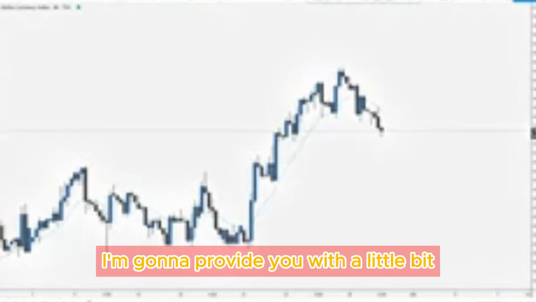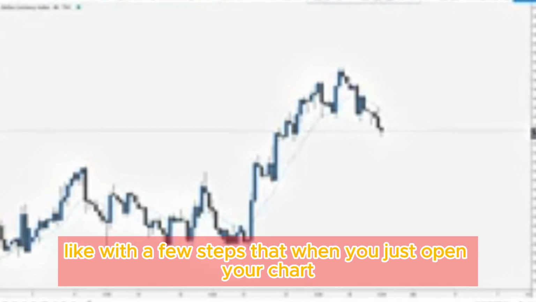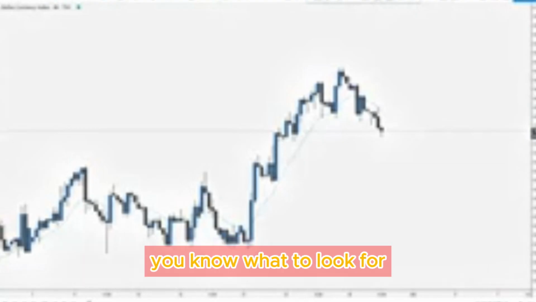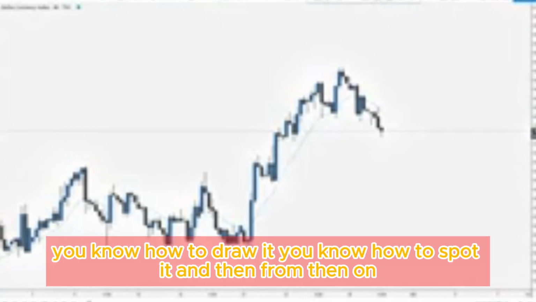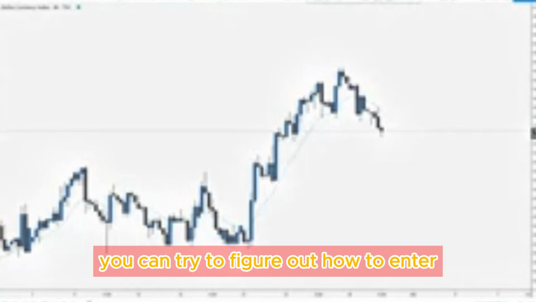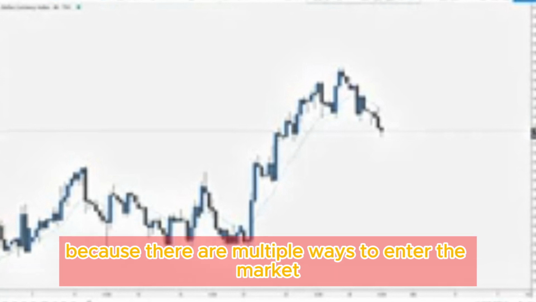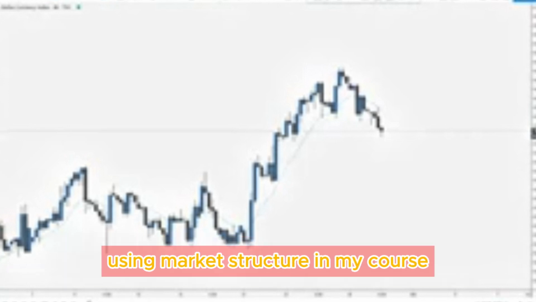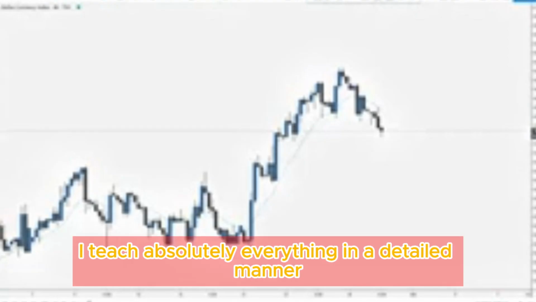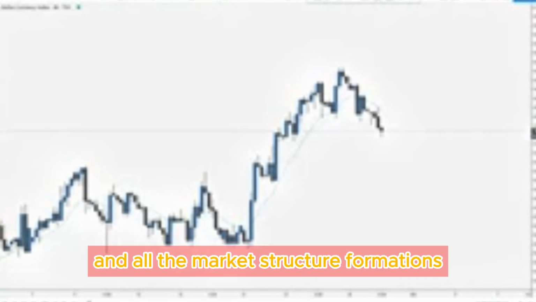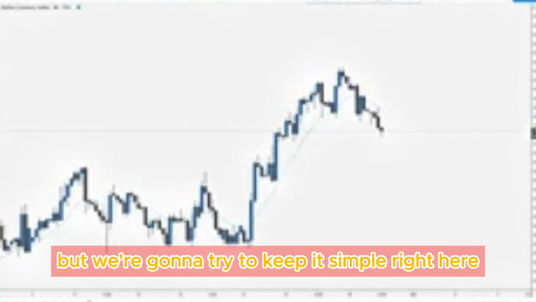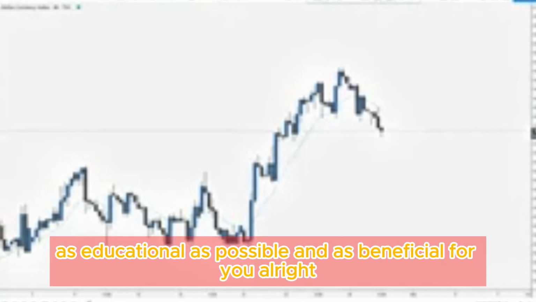I'm going to provide you with a few steps so that when you open your chart, you know what to look for, how to draw it and how to spot it. Then from there, you can figure out how to enter, because there are multiple ways to enter the market using market structure. In my course, I teach absolutely everything in a detailed manner, including all the market structure formations, but we're going to keep it simple right here, as educational and as beneficial for you as possible.